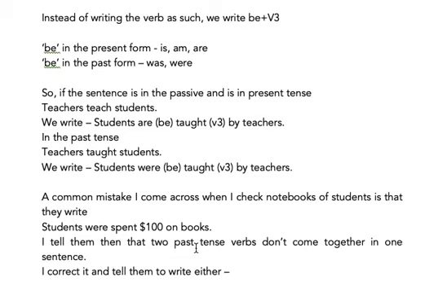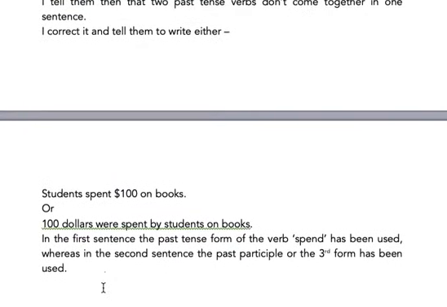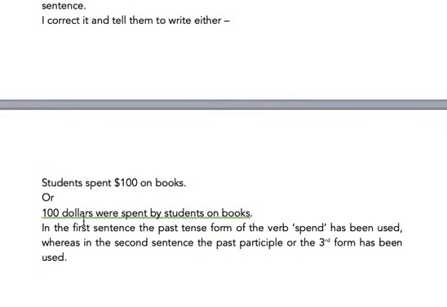So they were spent, that is spent, third form of the verb, past participle form, as spend, spent, spent. So third form. Then in the passive it will be the third form. Then we can write $100 were spent. But with the subject in the front, we cannot write were spent. Then I tell them that two past tense verbs don't come together in one sentence. I correct it and tell them to write either students spent $100 on books or $100 were spent by students on books. In the first sentence, the past tense form of the verb spent has been used, whereas in the second sentence, the past participle or the third form has been used.